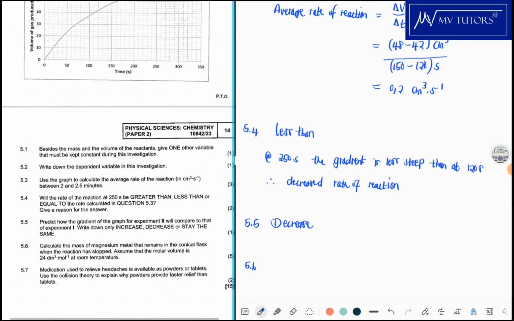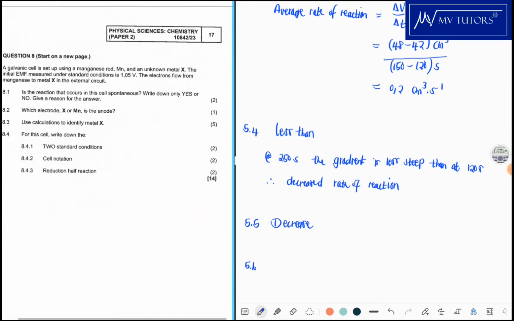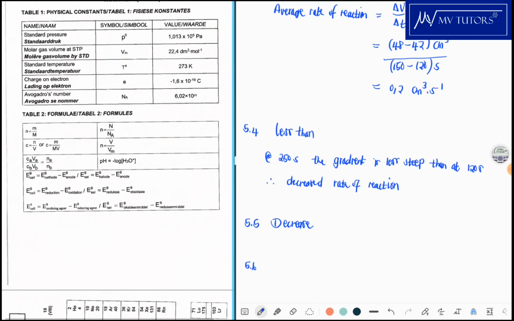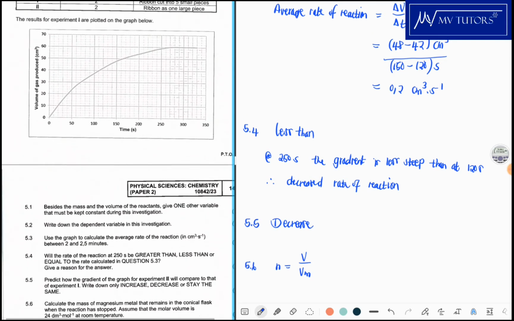Now 5.6, calculate the mass of magnesium metal that remains in the conical flask when the reaction has stopped, assuming that the molar volume is 24 cubic decimeters per mole at room temperature. Alright, so I would like for us to have a look at the formula that deals with molar volume. So you have number of mole equal to the volume over the molar volume.